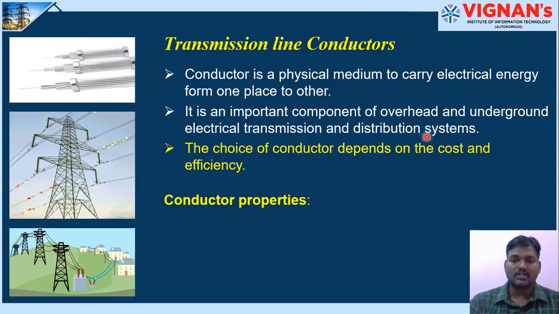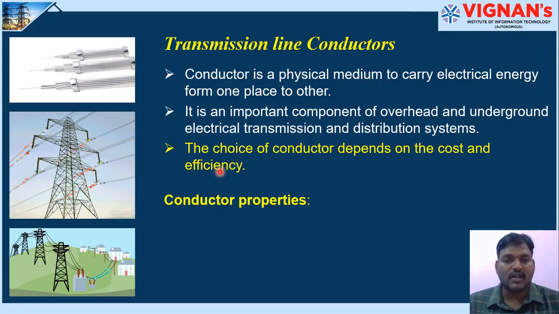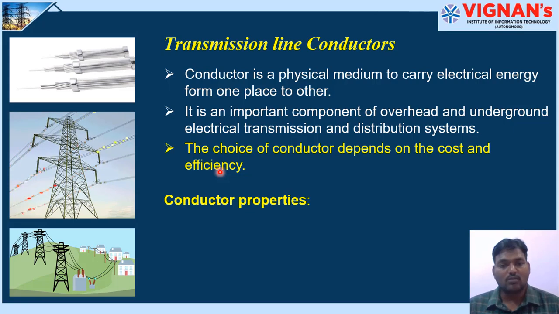So here two things are shown. One is the cost, the other one is efficiency. As we know, the conductor is made up of a metal. The volume of the metal will depend on the length and area of the material. The losses in the power transmission system depend upon the resistance of the material, which decides the I square R losses. If the losses are less, the efficiency will be more. If the losses are more, the efficiency will be less.